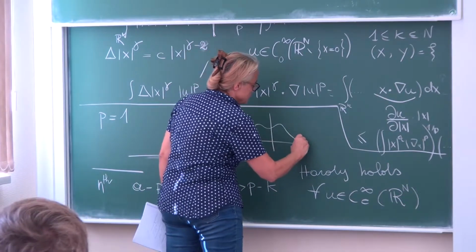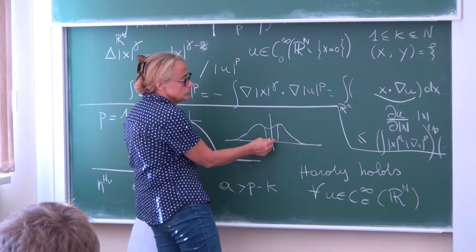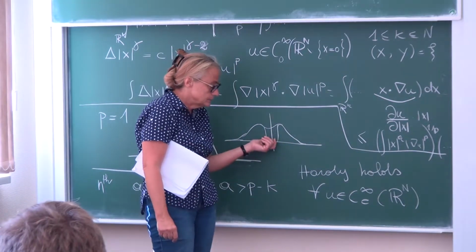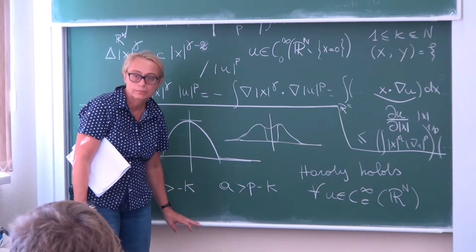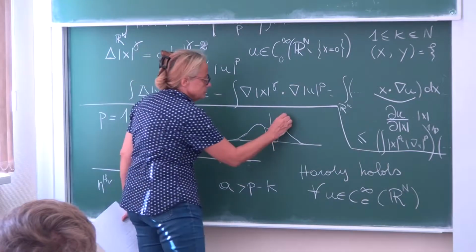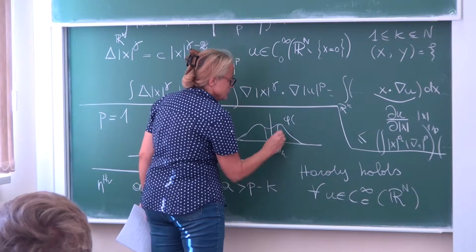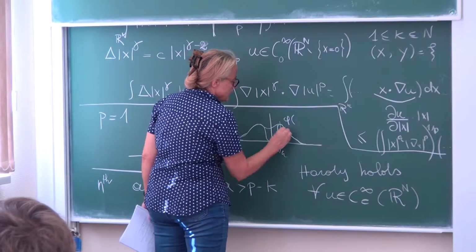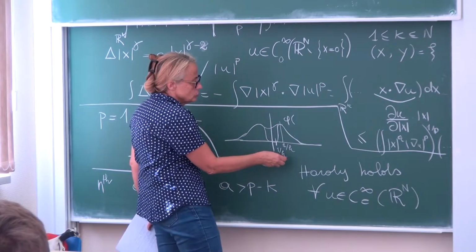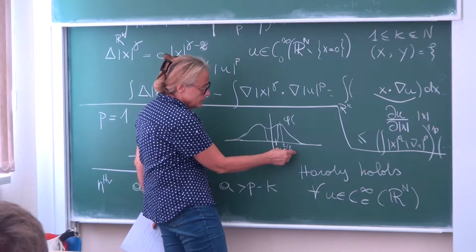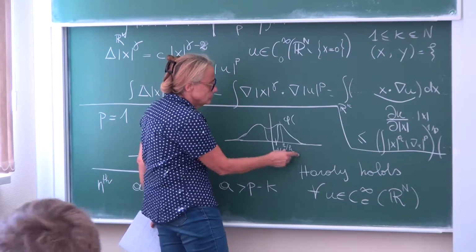Take a function here and cut it suitably at the origin. You can do it, and this goes to 0 nicely when a is greater than p minus 2. So this is phi_h, equal to 0 in the disk of radius 1 over h, and 1 outside the disk, in the ball of radius say 2 over h.